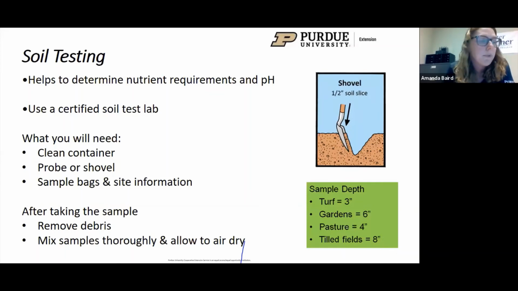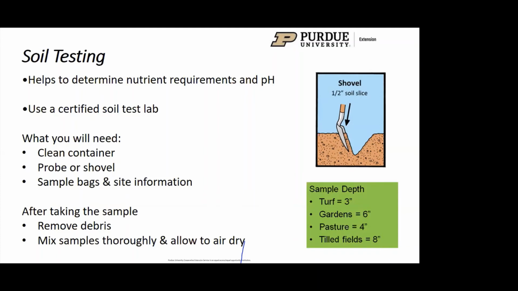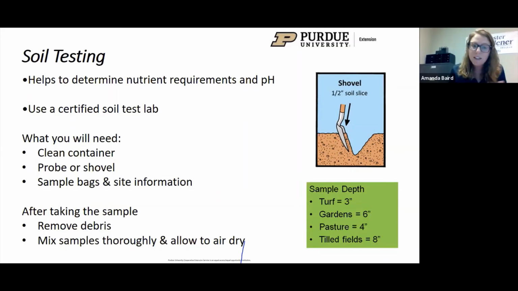When we take this sample core, we then put it in our bucket. We'll mix that all around. We would remove any of the debris we had. We'd allow it to air dry. Then we take about 2 cups of that soil, and we can put it in our sample bag and we can fill out the information that would be required from the lab. So for example, they might ask you what you plan to plant.